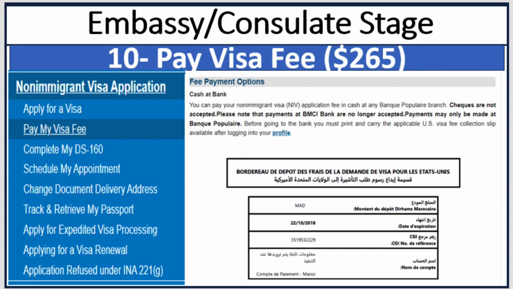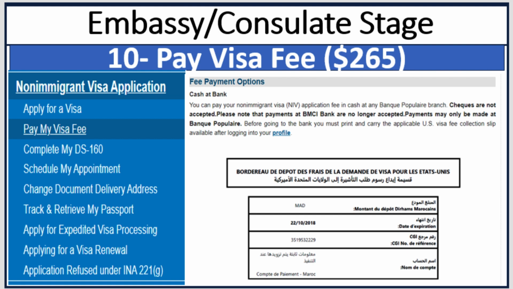They will tell you which bank you're going to use, and also you must go to your profile and get the visa fee collection slip, because you're going to take it to the bank. They did not accept the receipt from the bank. You have to get your account profile and use the visa fee collection slips. It's going to be available after you log in to your profile, and it's going to be like this. This is from Morocco, by the way.